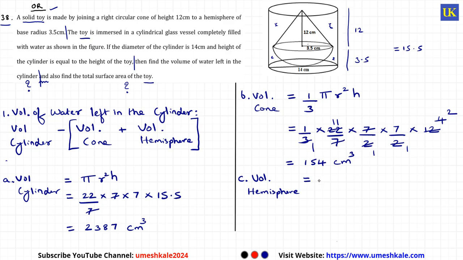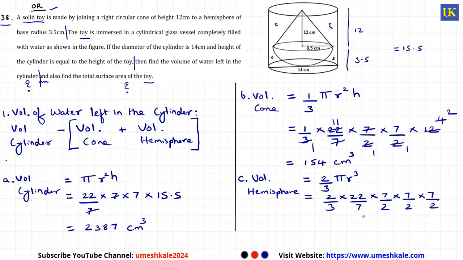Okay. So the volume of a hemisphere formula is 2 by 3 pi r cube. So 2 by 3 into pi, which is 22 by 7, into radius, which is 3.5. So 7 by 2 we can write, and it is cubed. So 3 times I will write.